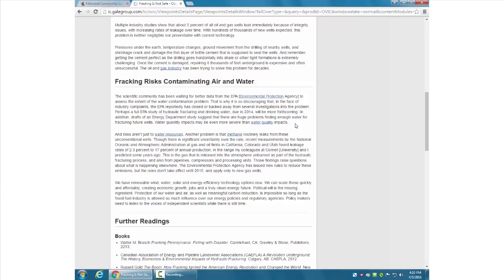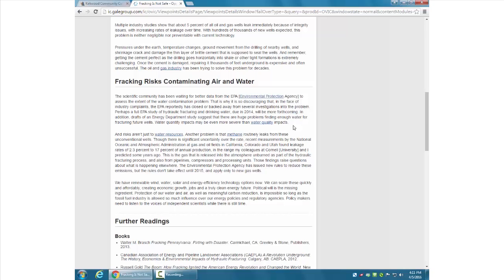In addition, drafts of an Energy Department study suggest that there are huge problems finding enough water for fracturing future wells. Water quality impacts may be even more severe than water quality impacts.